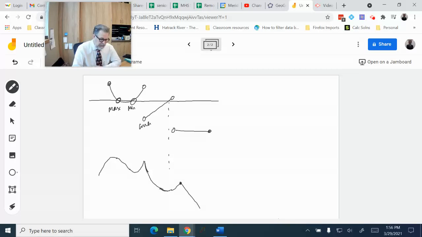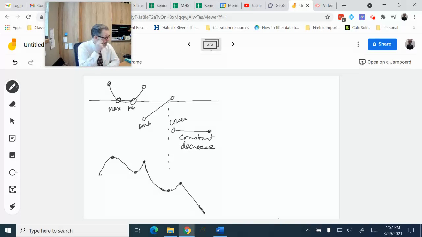So perhaps my graph looks something like this. I've got a corner here, a local maximum, a local minimum, another local minimum here, another corner here, and then my graph ends. So that's one possibility. And notice, again, the horizontal line, a constant decrease. I just throw that in because, why not?